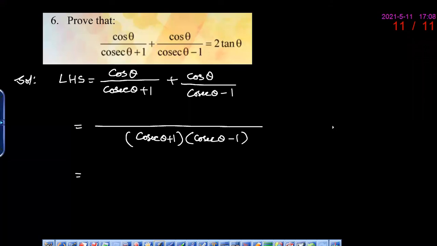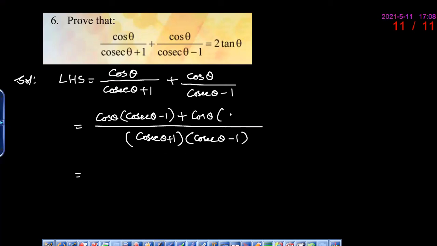Prove that cos theta divided by cosec theta plus 1 plus cos theta divided by cosec theta minus 1 is equal to 2 tan theta. So we are taking LHS for this problem also, and we are taking the LCM of the denominator. So the LCM will be cosecant theta plus 1 into cosecant theta minus 1. So when we take the LCM and simplify, we get in the numerator cos theta into cosecant theta minus 1 plus cos theta into cosecant theta plus 1.